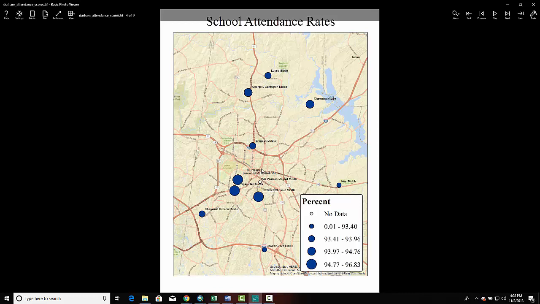This is a nice map of our school attendance rates. It's just a graduated symbol map. The bigger the dots, the larger, or better, the school attendance rates. We go from about 90% up to 96, 97% here. So these are the school attendance rates, and the bigger the dots, the better the school attendance.